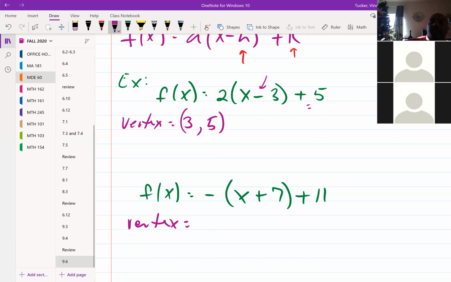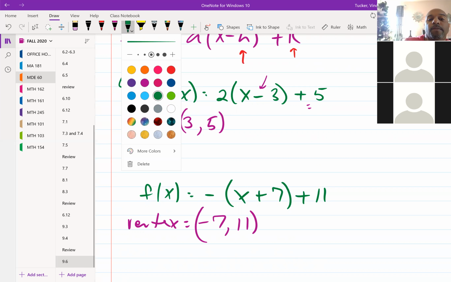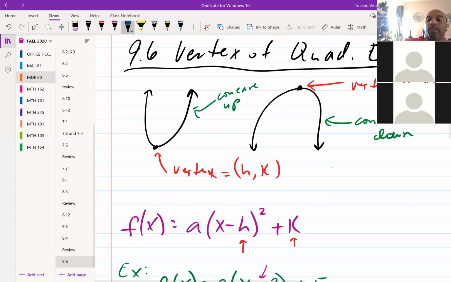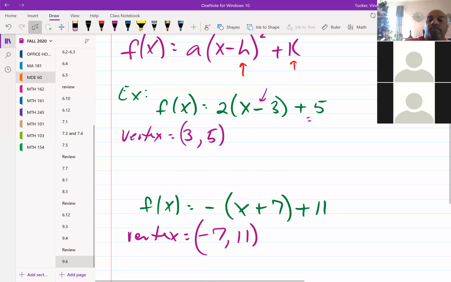Trying to make sure we're okay with this vertex first. So this 7, if it's positive 7 right here, that means my vertex is going to be -7. So you take the opposite sign of whatever's in that parentheses. Okay. And those are points? Yeah, that would be the ordered pair for your vertex. Just one point.